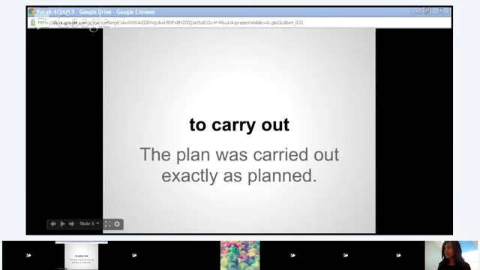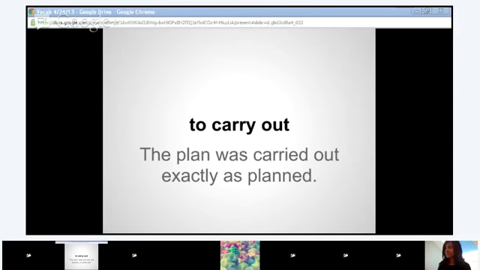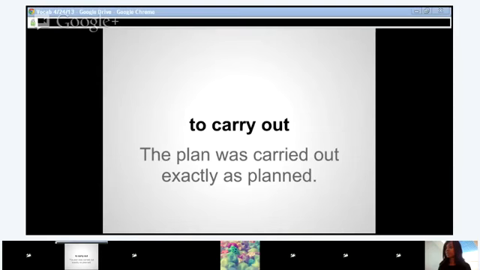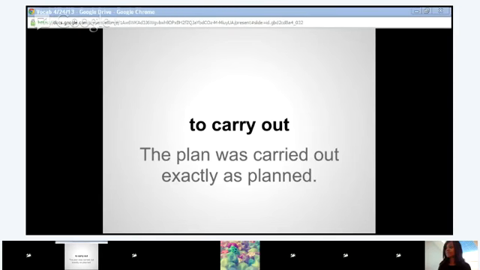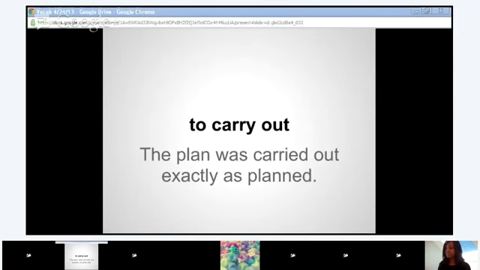Okay, next we have to carry out. And Pawan, would you read it for us? Yeah. To carry out. The plan was carried out exactly as planned. Carried out, the plan was carried out as planned. It means on the time. Am I right? On time? Yes, on time. Okay, it could be on time, to carry something out on time.